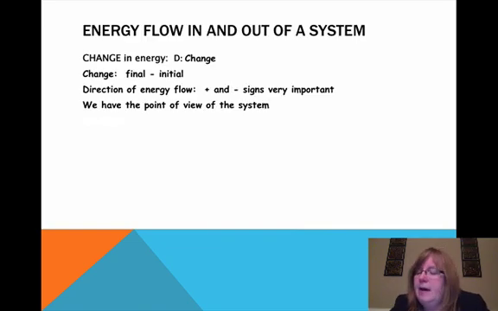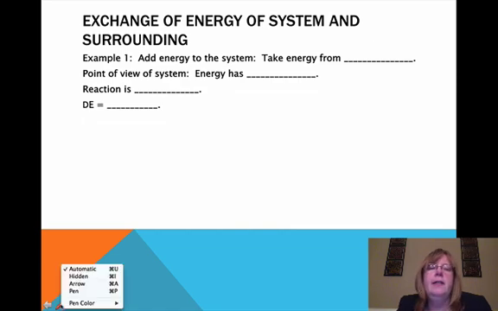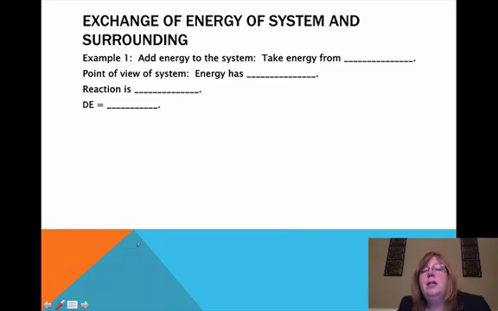So, energy flow in and out of the surroundings. Let's go back here. In our first example, what if we add energy to a system? Well, the energy has to come from somewhere, because remember, the first law of thermodynamics says that energy is not created or destroyed. So we are taking energy from the surroundings. From the point of view of your system, energy has been absorbed. So energy has been absorbed by the system.